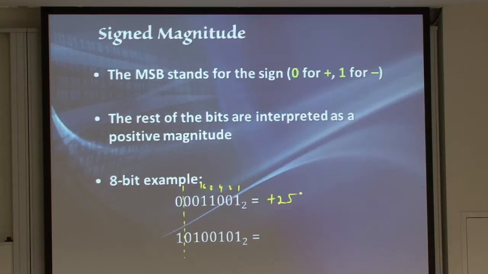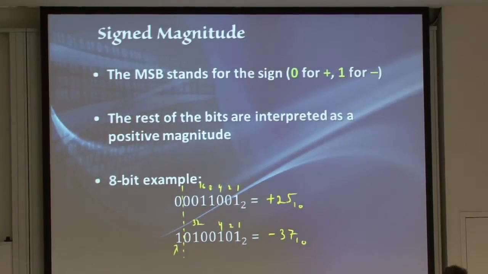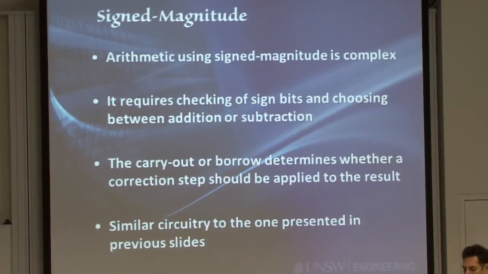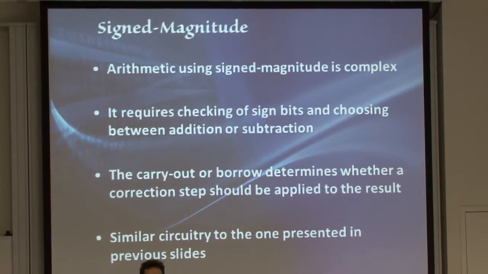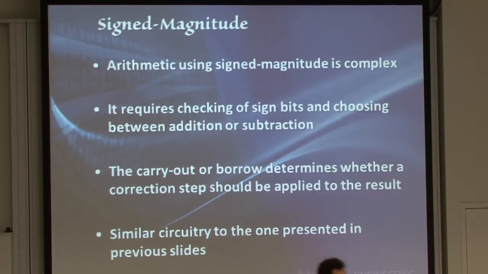The other one we'll just interpret as well. 1, 2, 4, 8, 16, 32. 1 plus 4 is 5, plus 32 is 37. And we look at the sign bit and we say this is a minus 37. Both of them are in base 10, obviously. Pretty simple. There's nothing really new here except the sign bit.